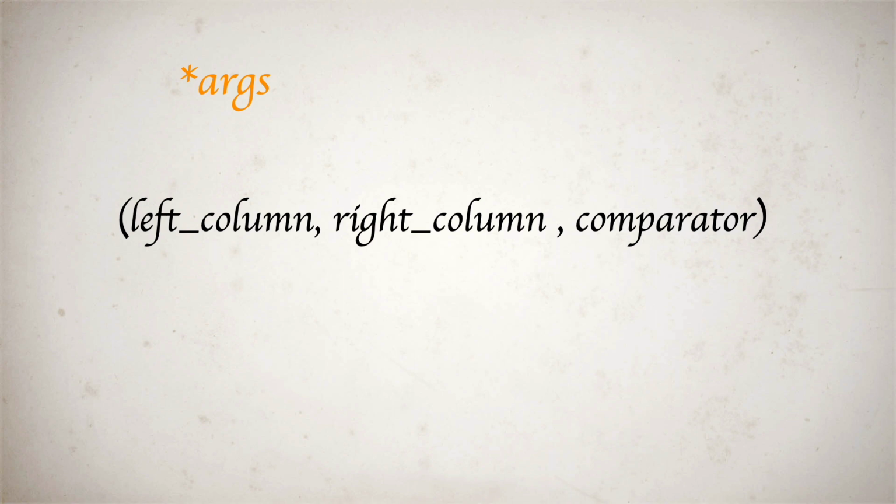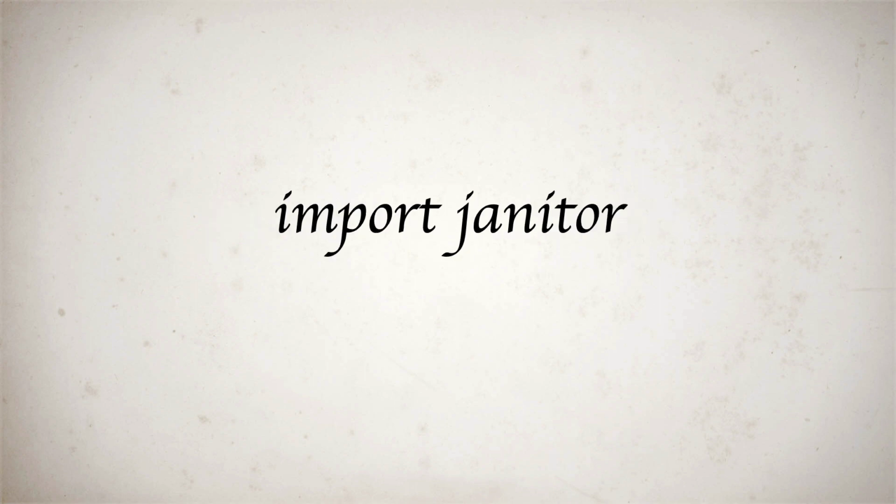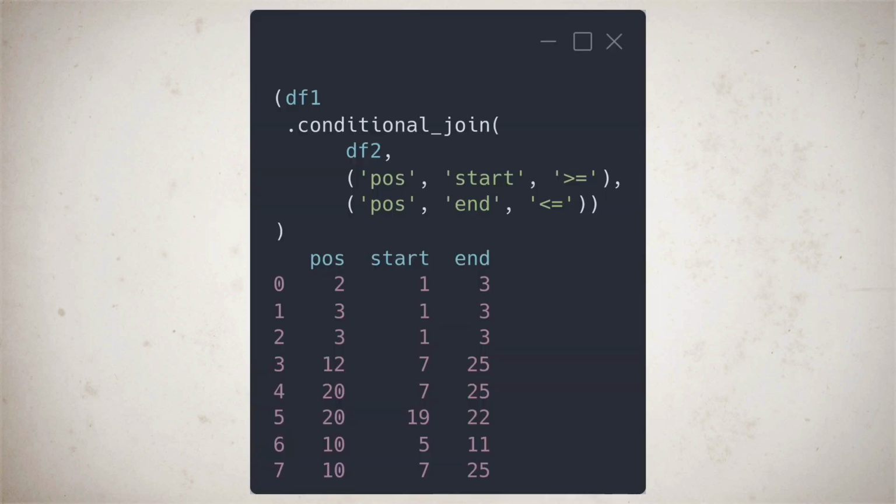Let's just look at an example to see how it looks. First, you pip install Pyjanitor, you import janitor, and this is how it looks like generally. df1 joins to df2, and then you pass the conditions. Again, look at that. That's a range join because you have a greater than, you have a less than, usually between something. So pause is greater than start, pause is less than end, and then you get your results.